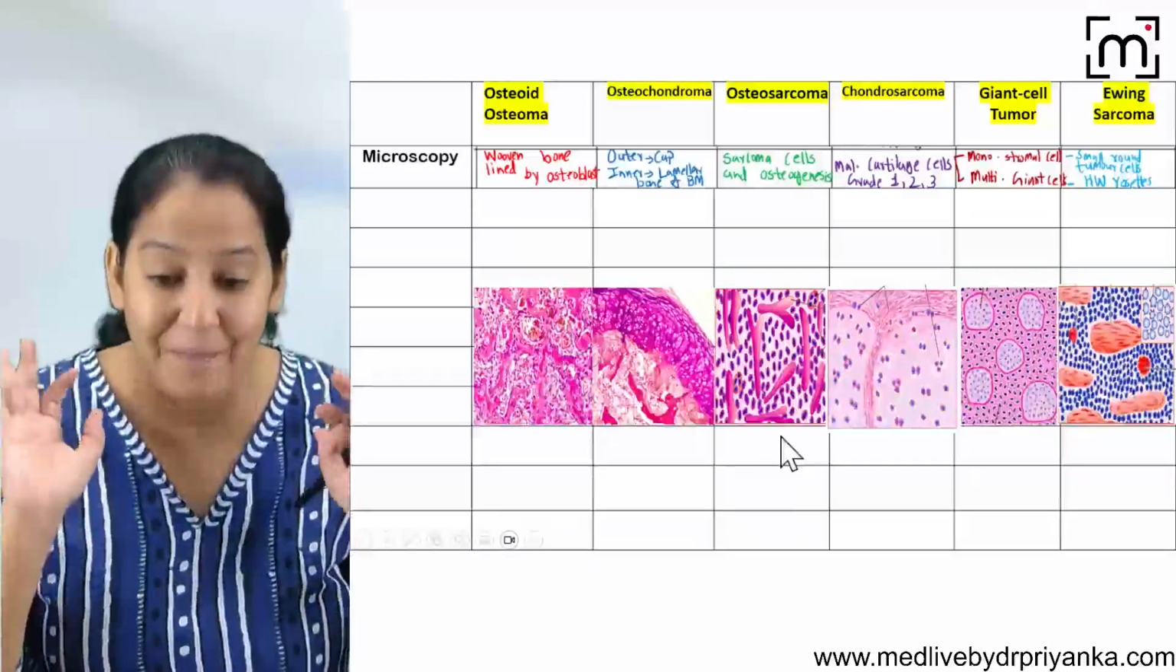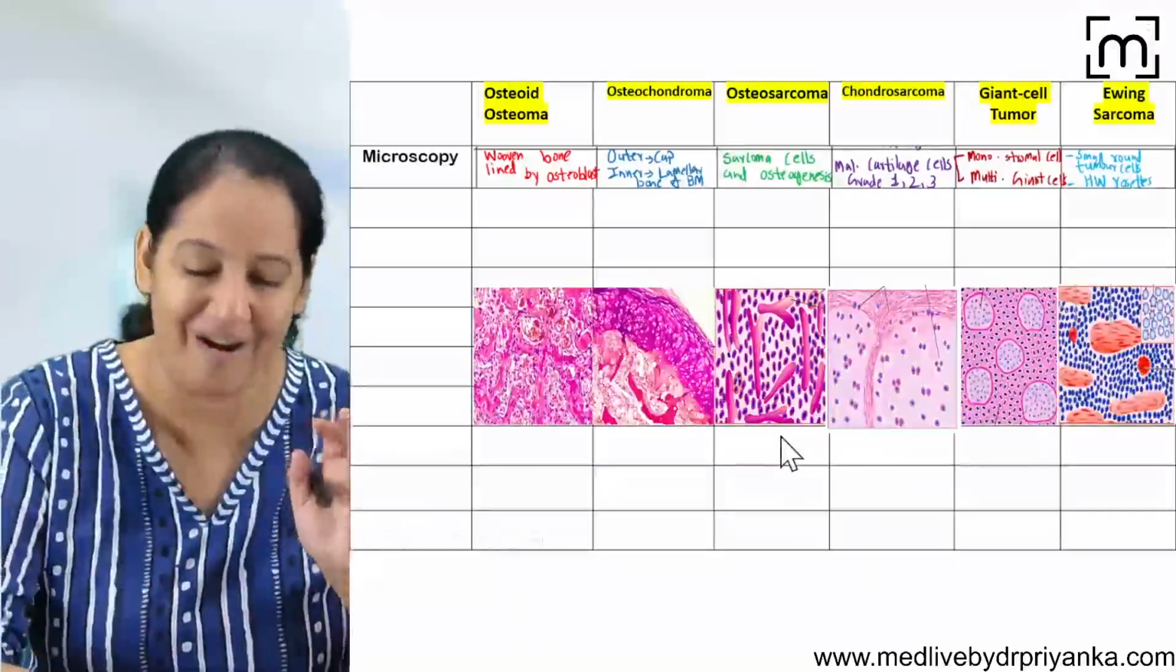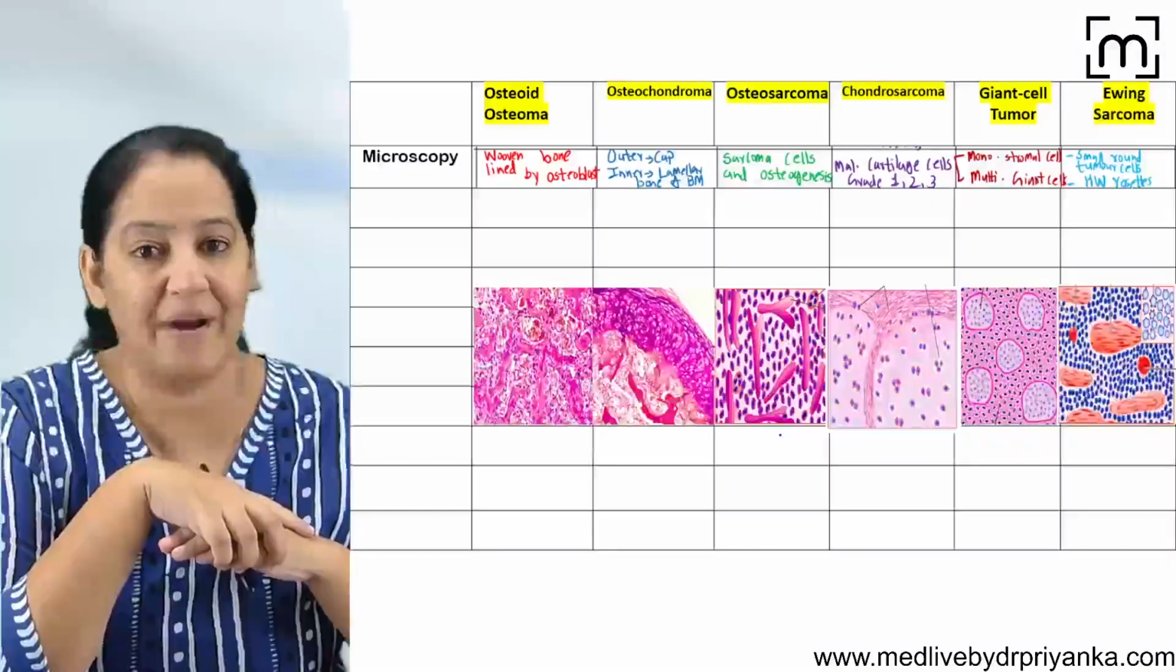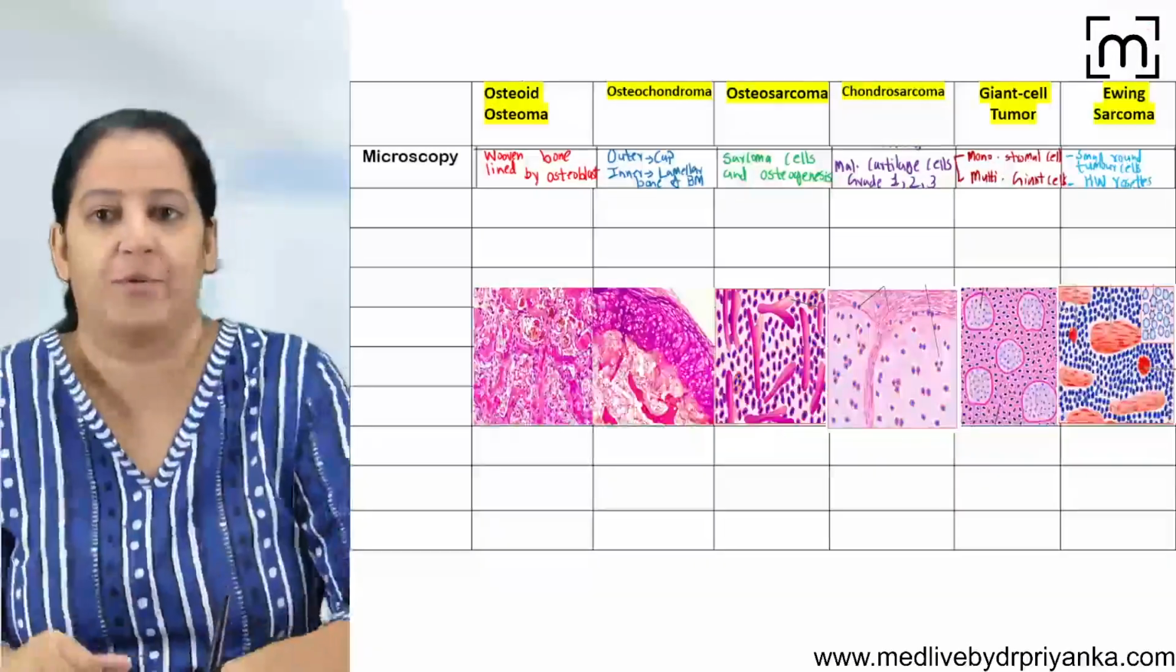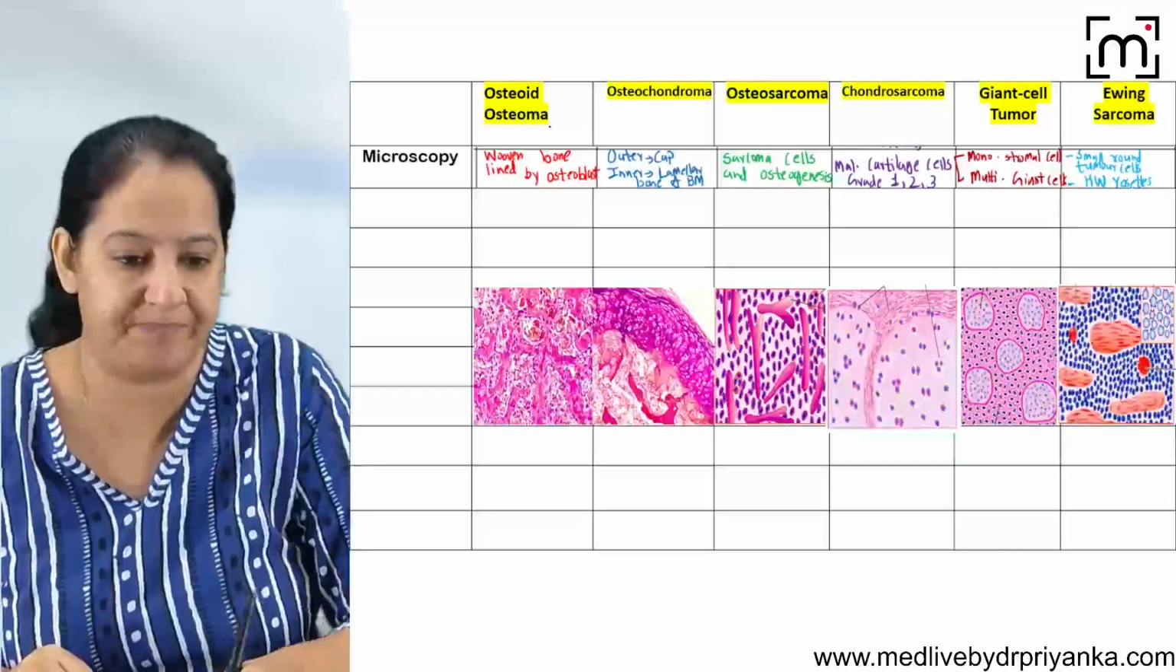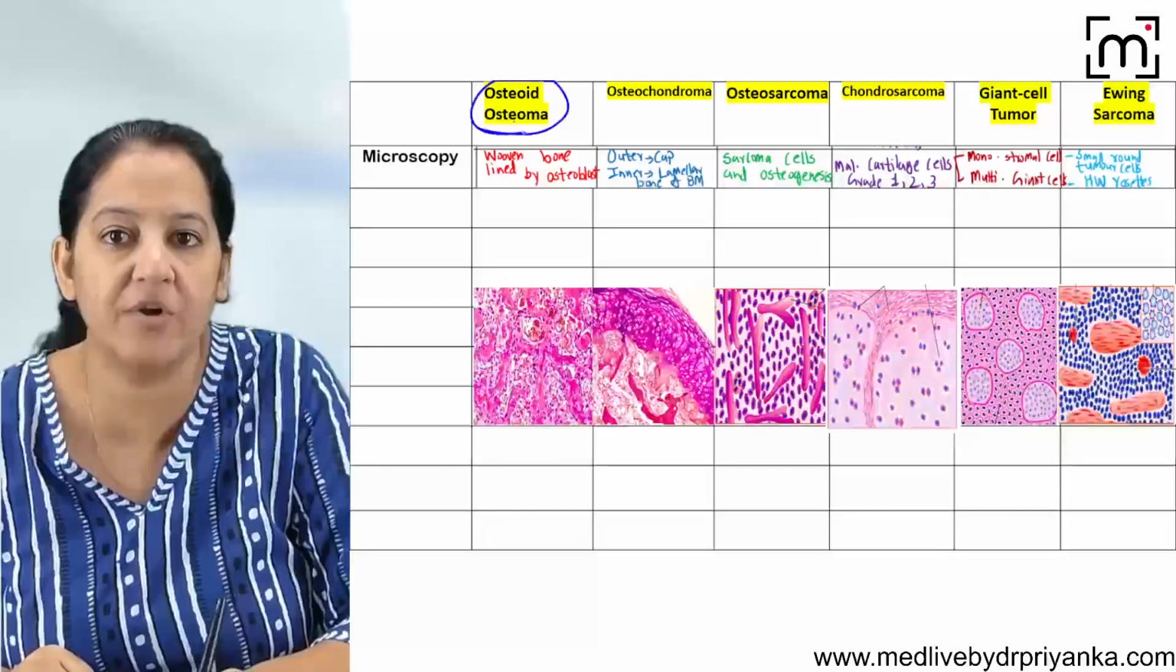Now the last thing, the microscopy of all of them, the hallmark feature. Looking at the microscopy, you can identify them very well. So one by one, we will revise the microscopy. So osteoid osteoma. First of all, you can see osteoid osteoma.